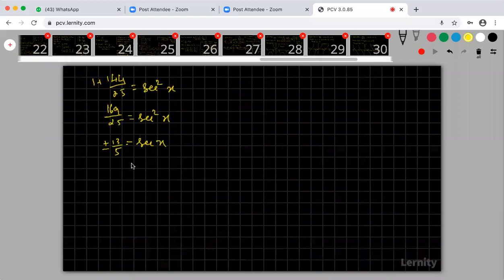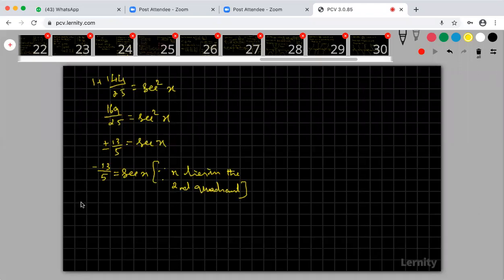But look at that, your x lies in the second quadrant. In the second quadrant, your sine is positive, your cosecant is positive. But what about your cos, secant, tan, cot? Everything is negative only. So therefore, minus 13 by 5 is equal to secant x, since x lies in the second quadrant. Okay, please note that your secant x is minus 13 by 5.